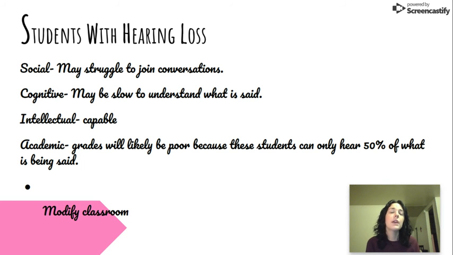Cognitively, because of the hearing loss, they will probably be slow to understand what is being said to them. It might take them a second for things to click, or it might not click at all. Intellectually, though, these students are capable. In most cases, it's just a hearing loss and not a severe brain injury. So these students can keep up in class if there are accommodations made, and I will skip to that here in just a second.